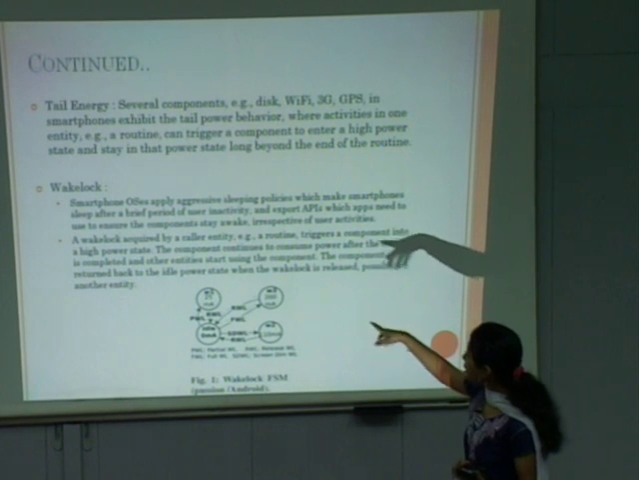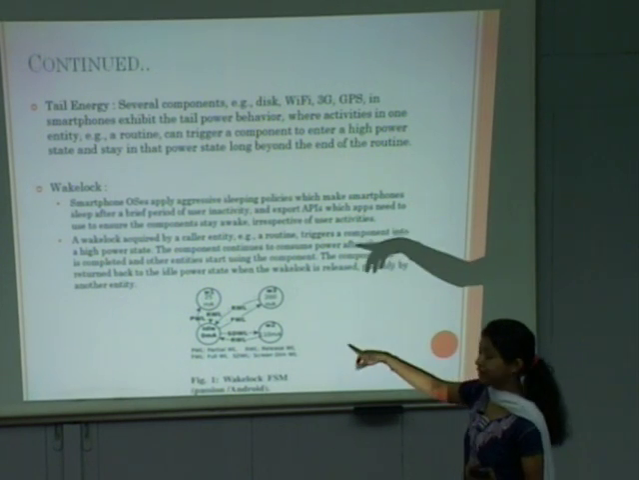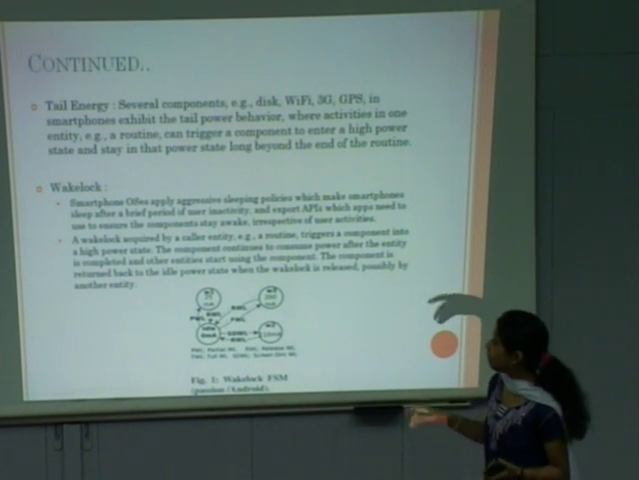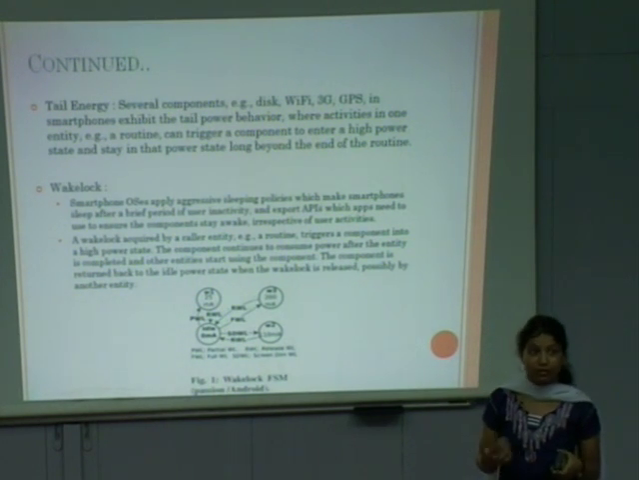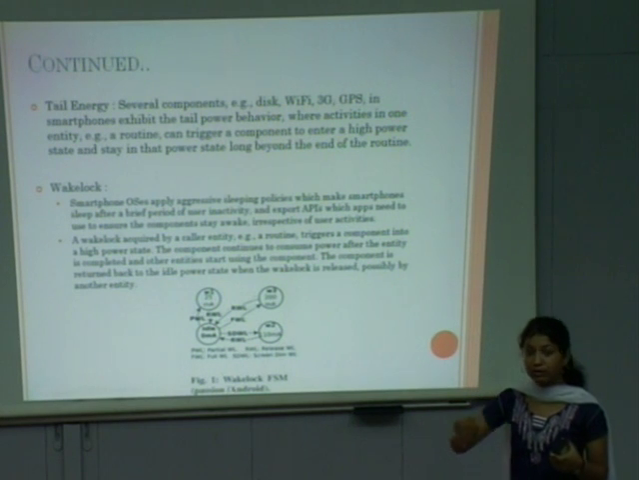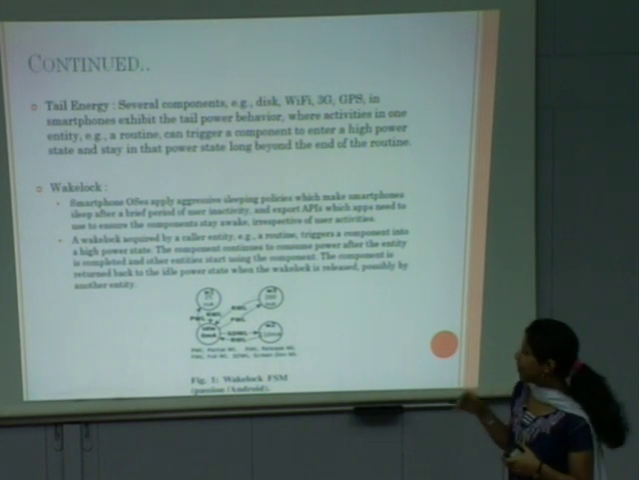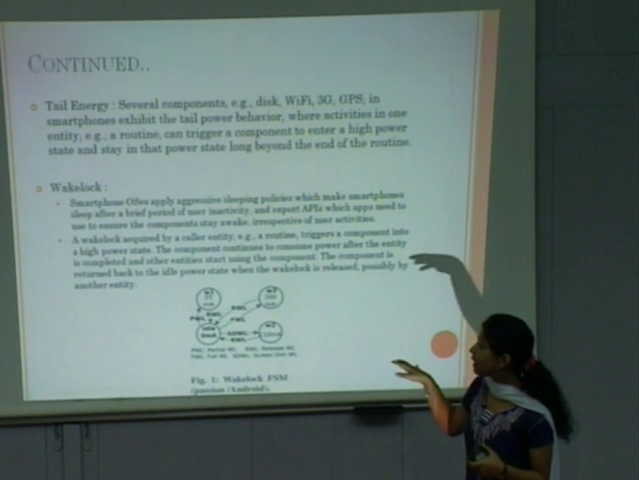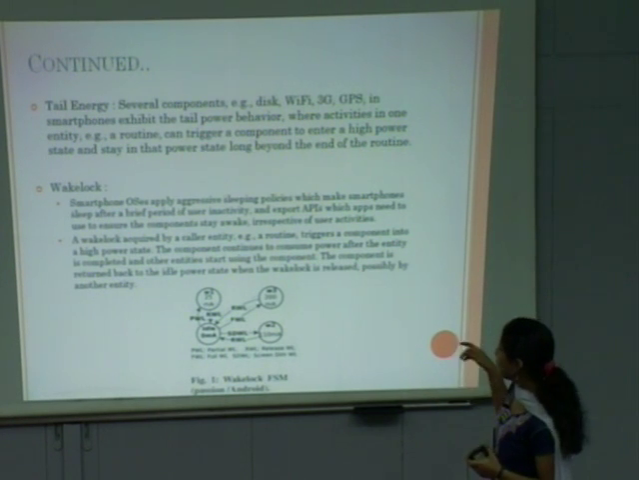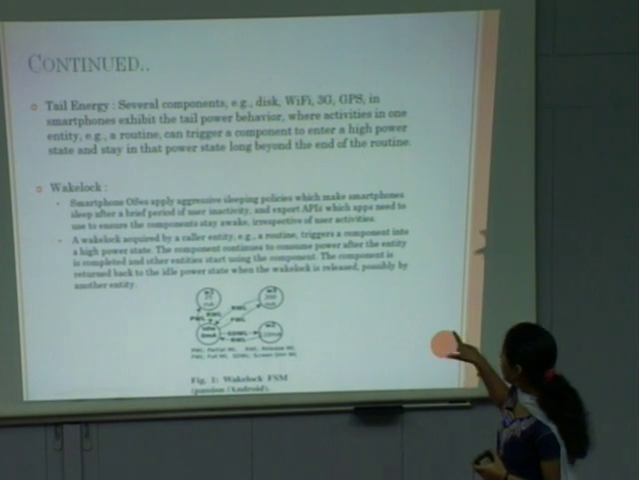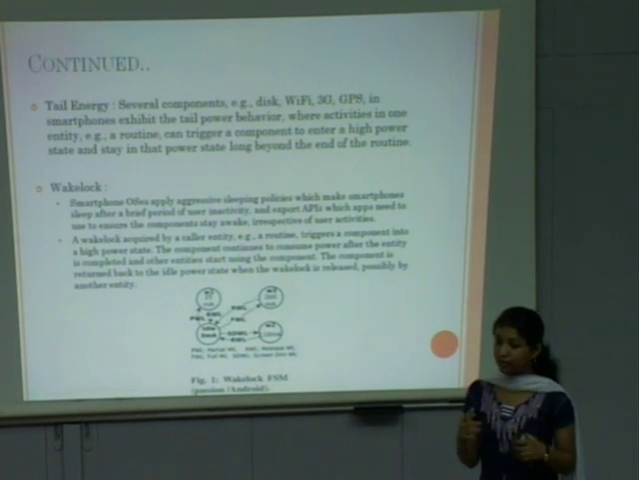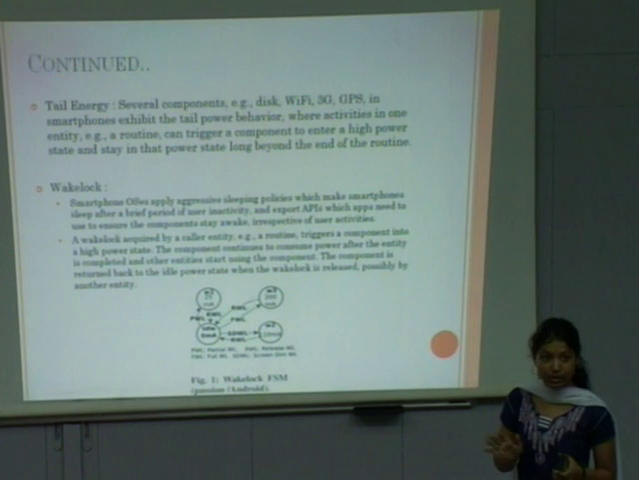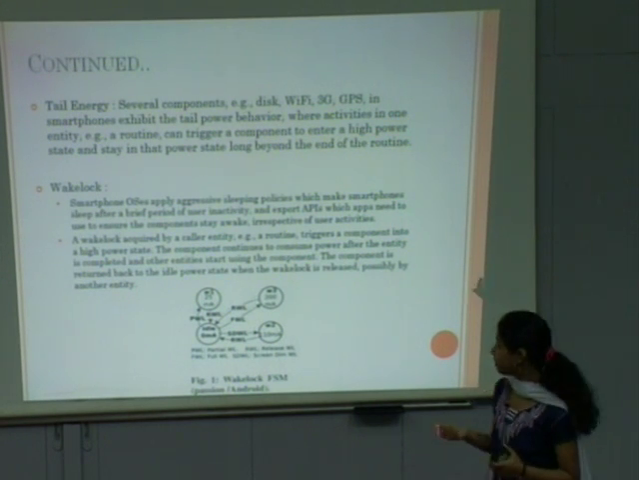Now the component continues to consume power after the entity is completed, even after the read call is completed, and other entities start using the component. That is, you may write or something, and still it will be in the high power state. The write will not try to acquire the wake lock again. The wake lock is already acquired by the read, to indicate that the SD card is in the high power state now. Then the component is returned back to the idle power state when the wake lock is released. So it will go to the zero power state only after the wake lock is released. Until then it will be in the high power state.